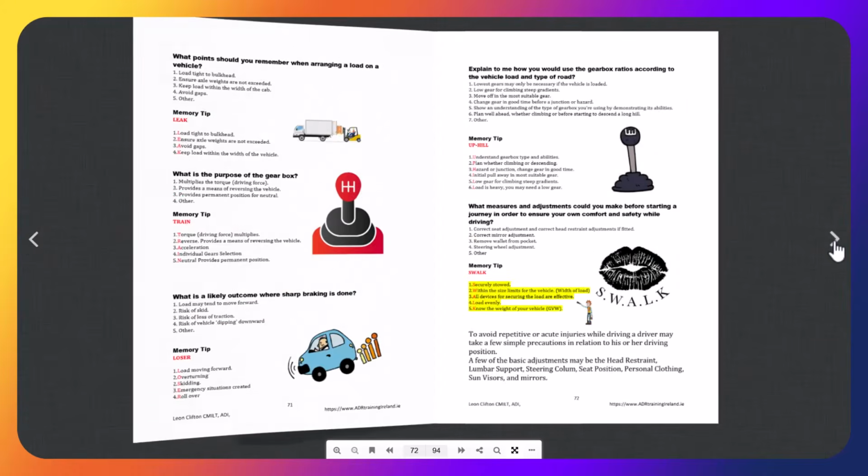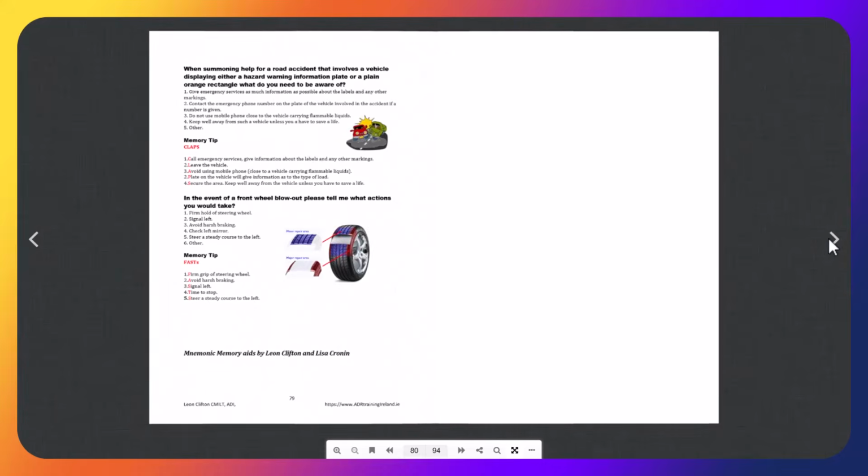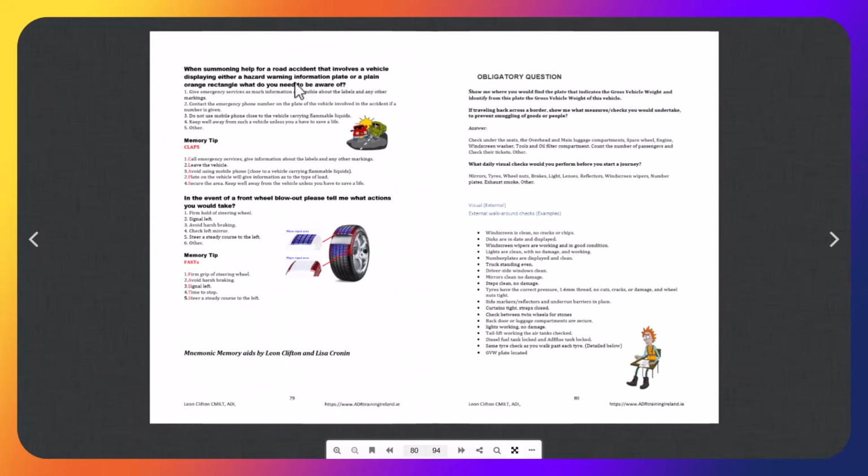So here are all the questions and all the answers and easy ways to memorize the correct questions and the correct answers. At the back here we have obligatory questions. These questions you will be asked. They're obliged to ask. Where would you find the plate that indicates the gross vehicle weight, and identify from this plate the gross vehicle weight of the vehicle? So rather than struggle to find it on the plate, you have to know where the plate is before you do your test, and find out what the gross vehicle weight is before, so you can just point at the plate and say 19.5 ton or whatever it is.